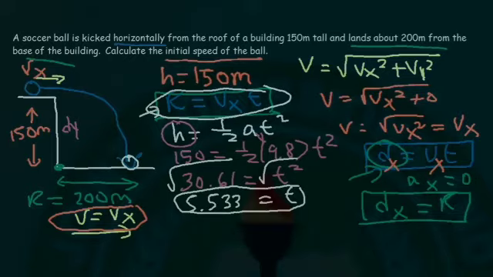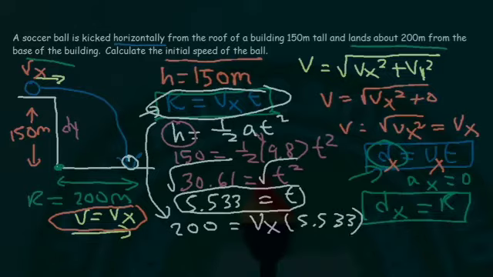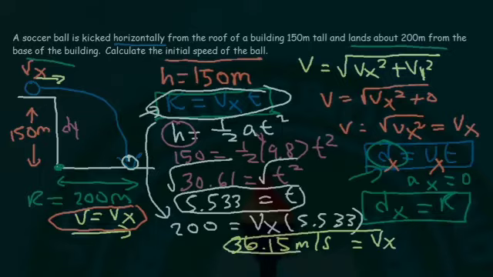So the range is 200 meters. We're looking for Vx, and the time is 5.533. So 200 divided by 5.533, that is equal to 36.15 meters per second. So that's Vx. That's the initial speed of the ball as it left the building.